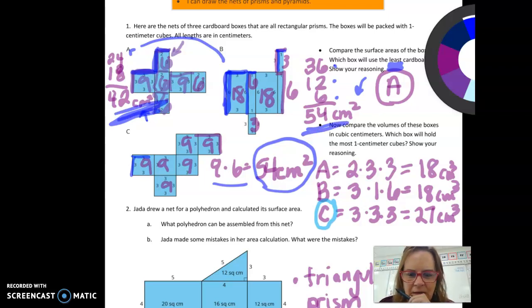And then in C, C has the same surface area as B, but look what happens when we multiply the dimensions to get the volume. It's a 3 by 3 by 3, which gives us 27, and it will have the largest volume of the 3 boxes. Since it has the largest volume, it will hold the most centimeter cubes.